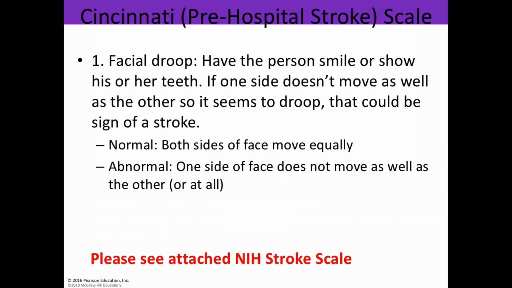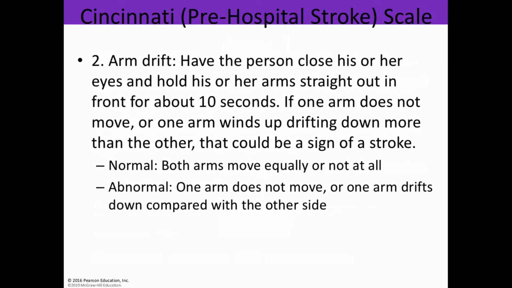If a person has a smile or can show his or her teeth, and one side does not move as well as the other, meaning it seems to droop, that may very well be a sign of stroke. Arm drift. Have him or her hold the arms out in front of the body for about 10 seconds. Now look closely to see if one arm does not move or drifts downward more than the other, and that too could be a sign of a stroke.